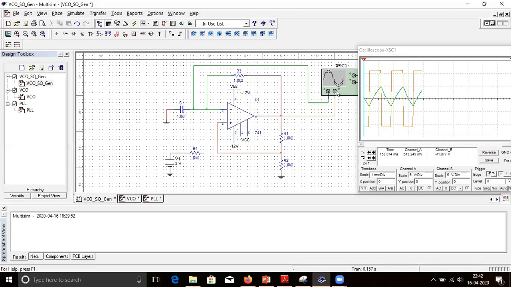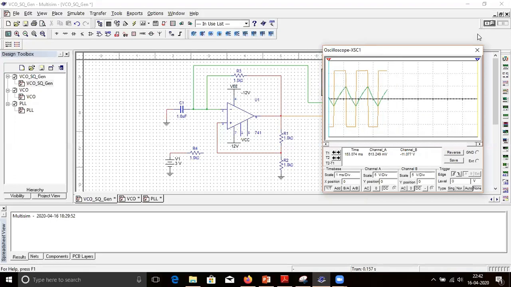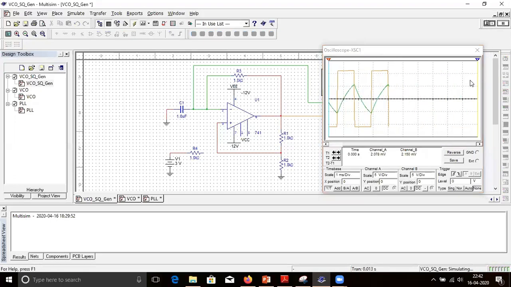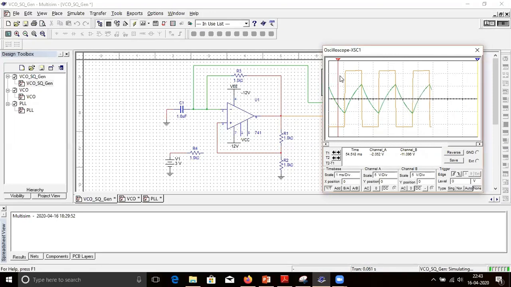So both the waveforms I am going to display. So green waveform will be voltage across capacitor and red will indicate the voltage at the output. As you know, the output switches between plus Vsat and minus Vsat to produce the square wave. So let us simulate. So I will hold just to measure this frequency, and I will put the cursors here corresponding to 1 cycle.